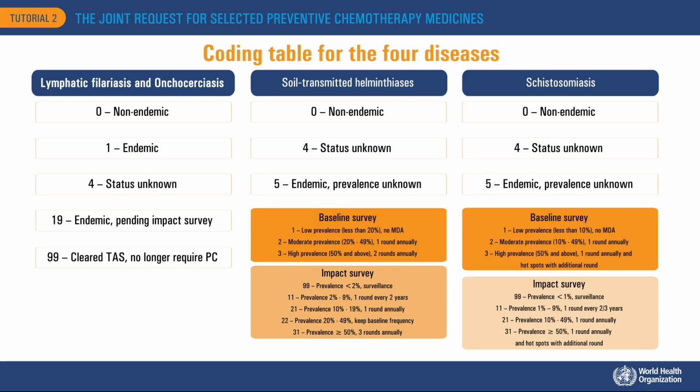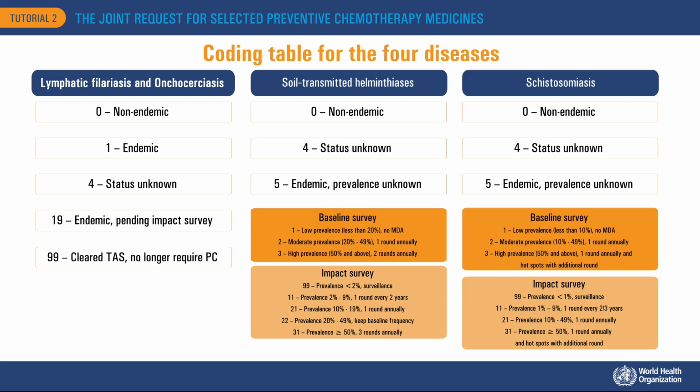Impact survey. 99. Prevalence less than 1%, surveillance. 11. Prevalence 1% to 9%, 1 round of treatment every 2 to 3 years. 21. Prevalence 10% to 49%, 1 round annually. 31. Prevalence greater than or equal to 50%, 1 round annually and hot spots with additional round.